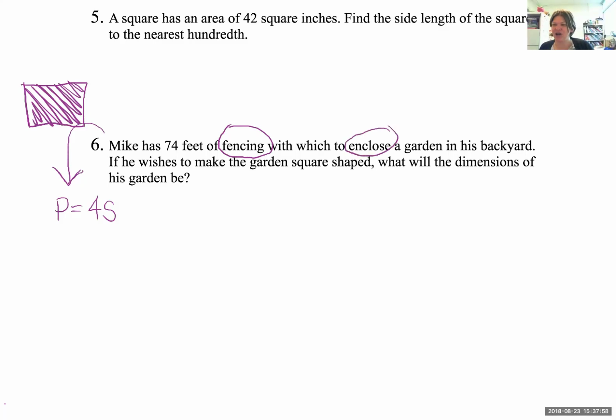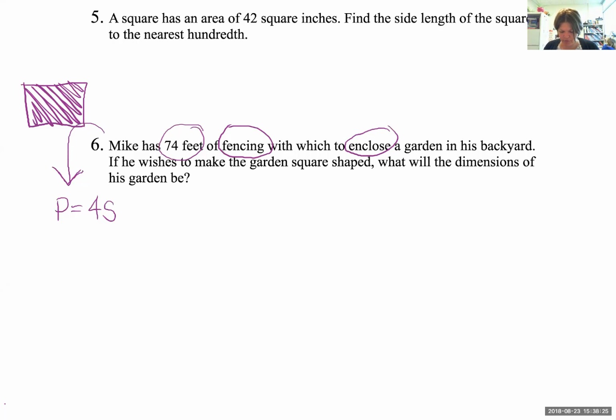More signs. I have one more. Do you see the last one? It's just feet. It's just plain old feet. That's 74 feet. Perimeter is measured in linear feet, whereas if it had been an area problem, that would have said square feet. So really good clues that we honed in on to tell us that we could use a perimeter formula. Okay. So P equals 4S.